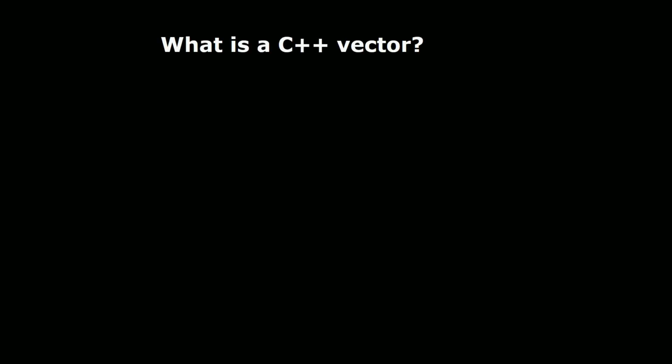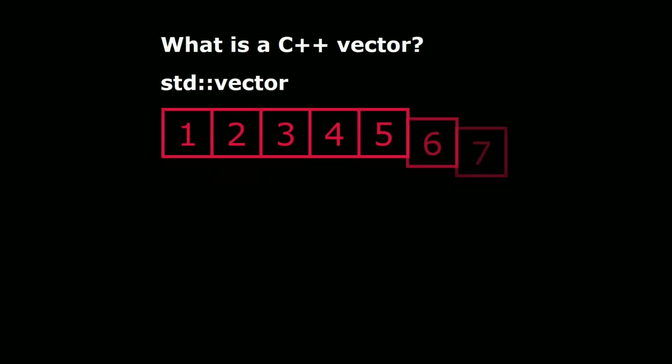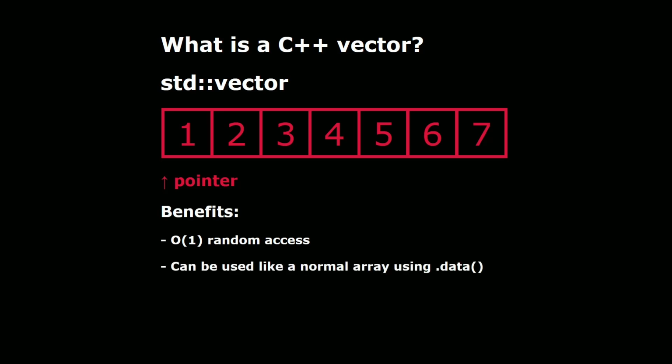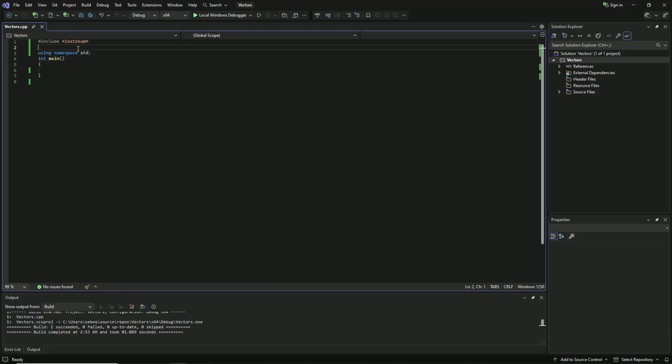What is a C++ vector? In C++, the standard vector stores elements in contiguous memory, just like a C-style array. Well, why use the C++ vector? It has O(1) random access time complexity, it is compatible with C APIs via the data method, and it's also efficient at resizing. To import the vector, we have to use #include <vector>.